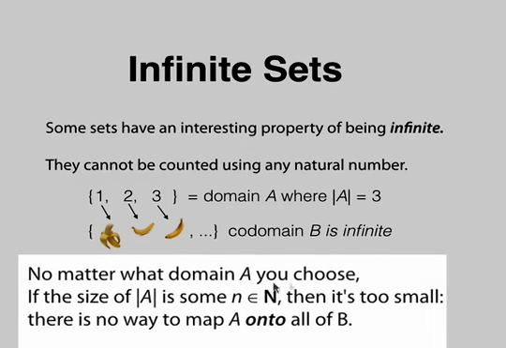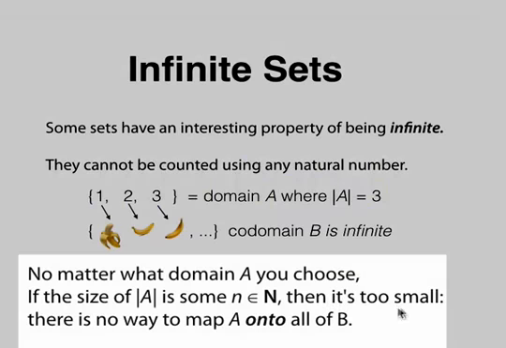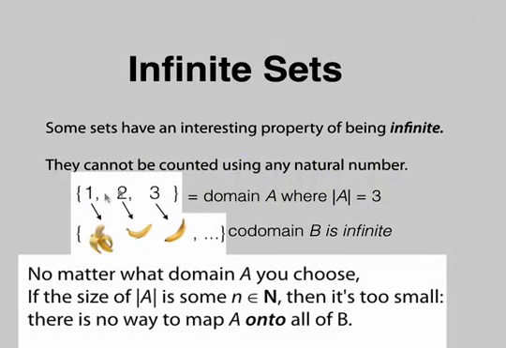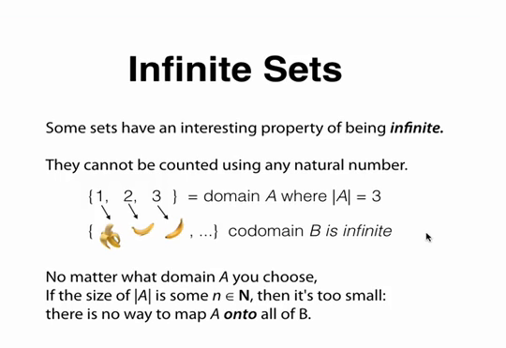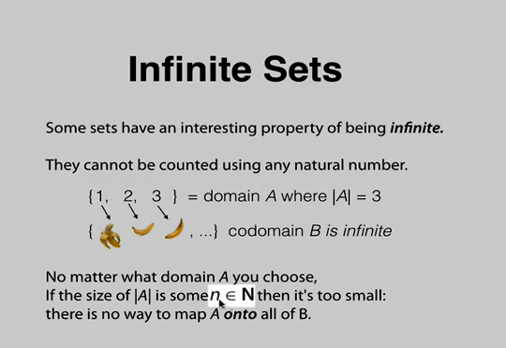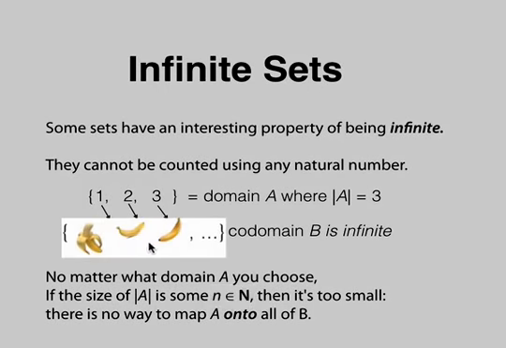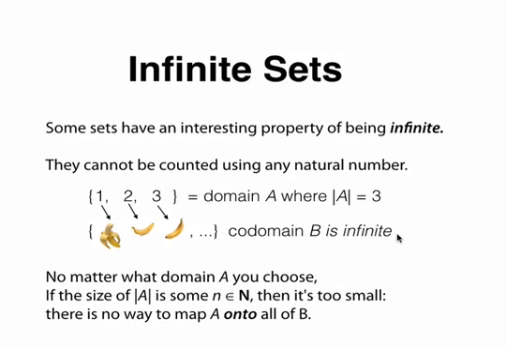So no matter what domain you choose, if the size of the domain is some natural number, like a million or a billion, it will still be too small. There's no way to map this finite set of numbers onto this infinite set. So basically, infinite sets are sets for which you can't have finite sets of size n, a natural number, mapped onto the infinite set.